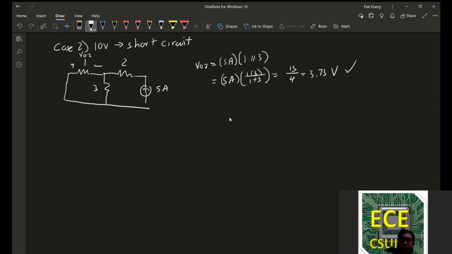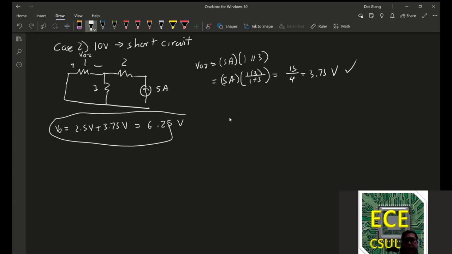Now, we have both of our values. All we need to do is put it together. So we find that the voltage is going to be 2.5 volts plus 3.75 volts. So we have 2, and then 5 plus 7 is 12, carry the 1, that's going to be 6.25 volts. So that's going to be the voltage output.